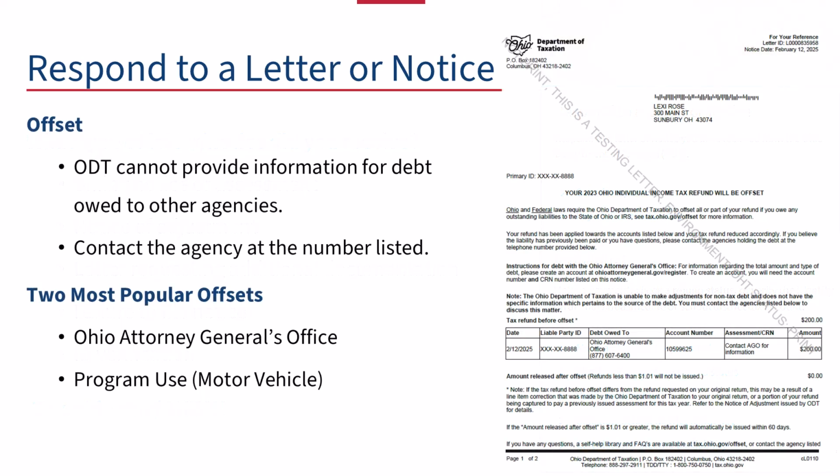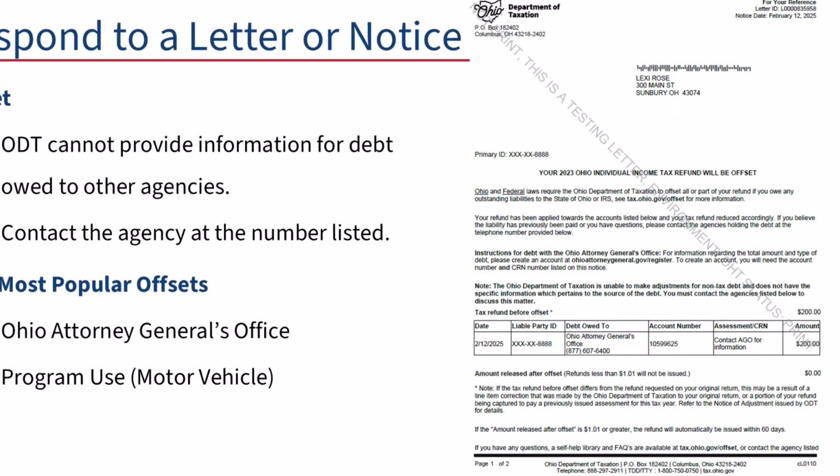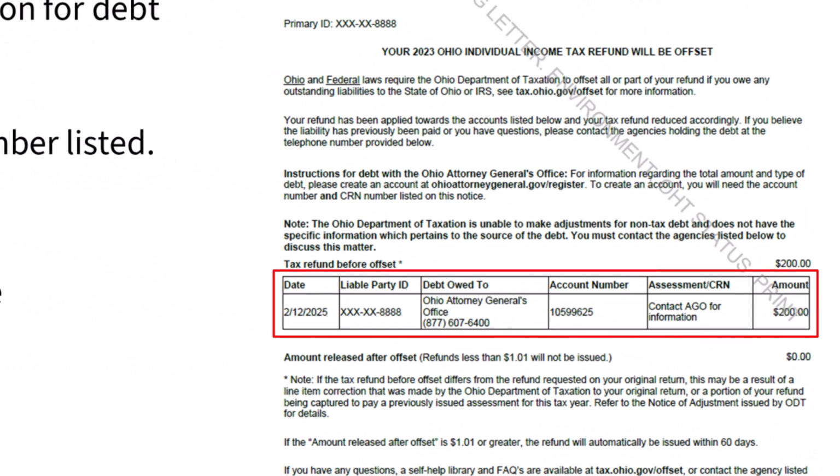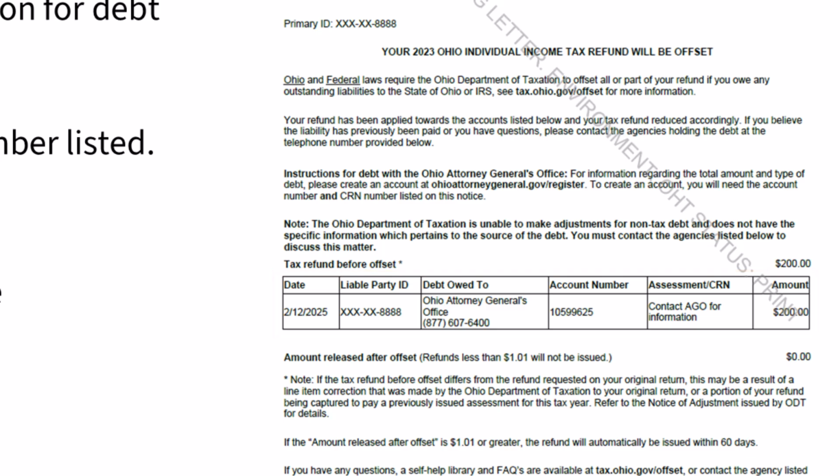Another type of letter you may receive would be an offset. Unfortunately, you may have a tax debt, or you can have a debt with another agency. In the middle of this page, you'll see who is claiming the debt. It could be the Ohio Department of Taxation. It would say that in there, under where it says who the debt is owed to, and it'll tell you the tax year and the type of tax.